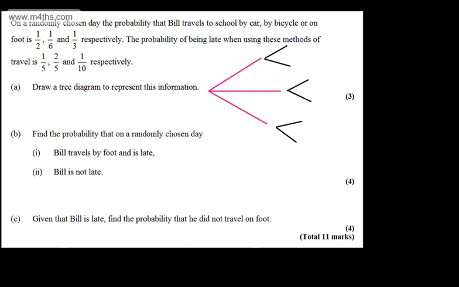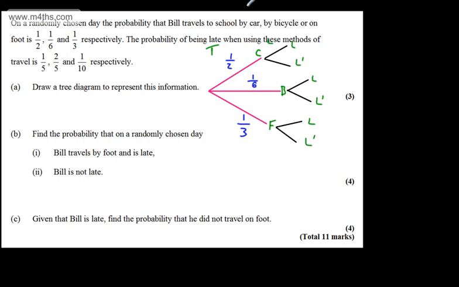So what I'll have is the first event, and that will be now the method of transport. So this is going to be transport, and then the second event is going to be late or not late. So we've got car, we've got bicycle, and we've got foot. We can have late and not late, late and not late, and then late and not late. So let's go ahead and put the probabilities on. The probability of travelling to school by car is 1/2. The probability of going by bike is 1/6, and the probability of foot is 1/3.